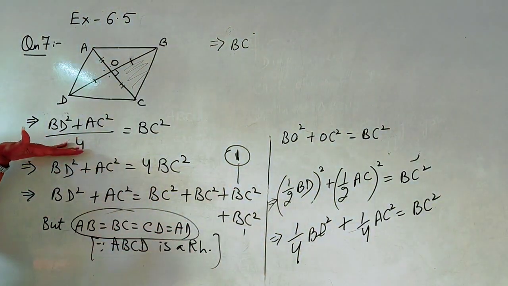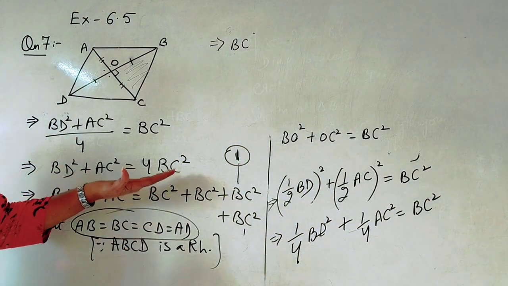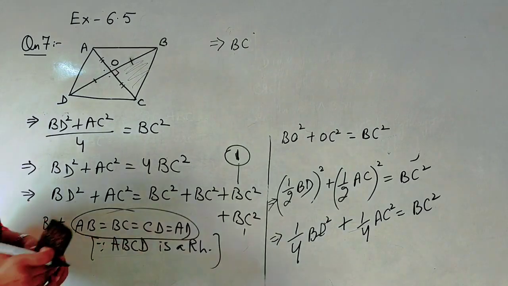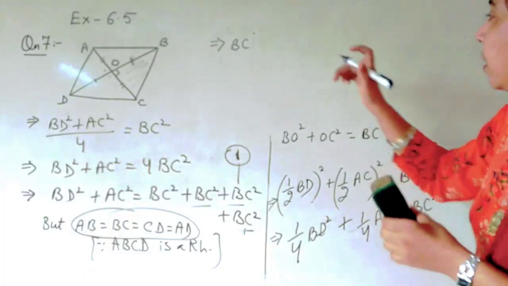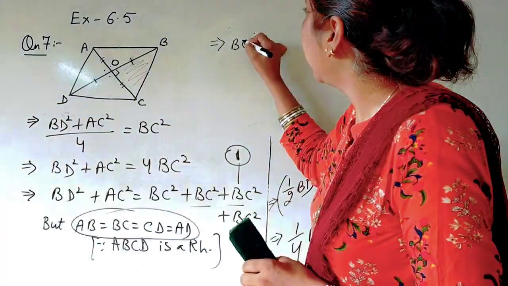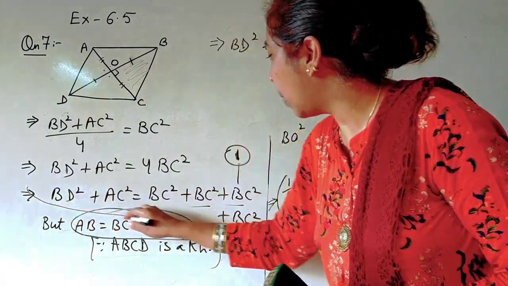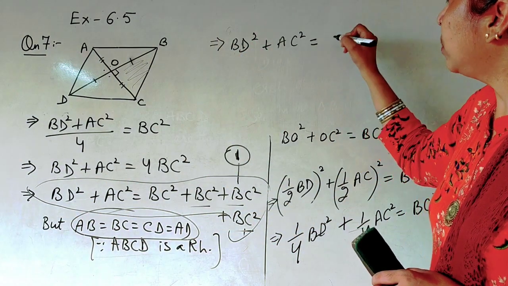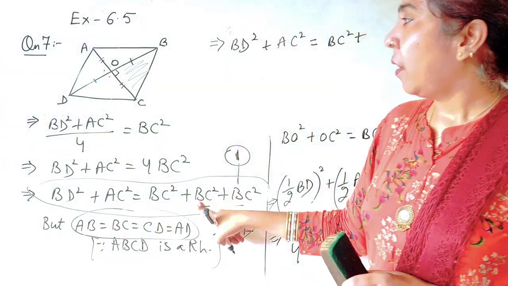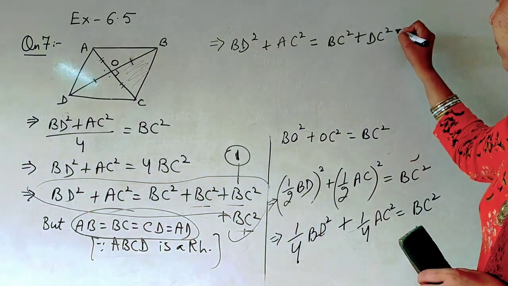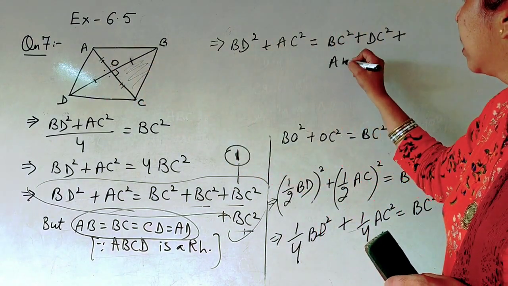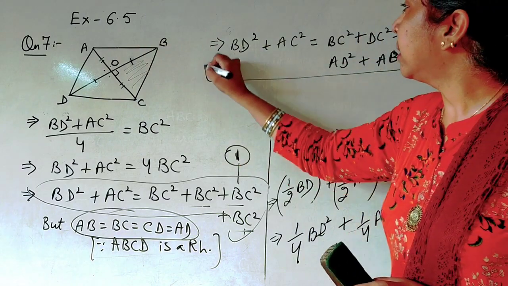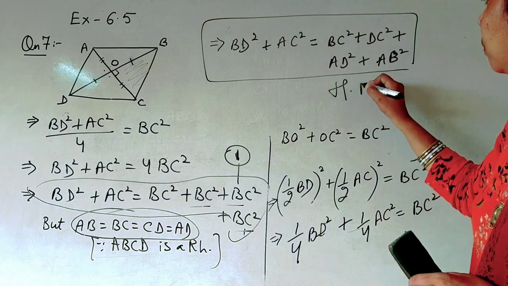Now I have taken the LCM. After taking the LCM, it will be like this. And after putting the values of BC, because BC is equal to AB, CD and AD, the equation will be BD square plus AC square is equal to BC square plus DC square plus AD square plus AB square. And this is what we have to prove.